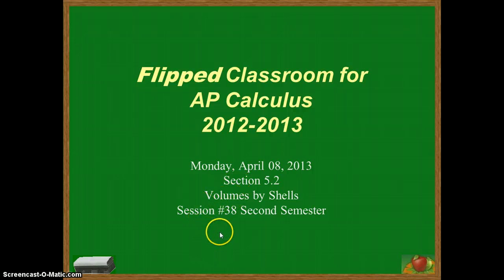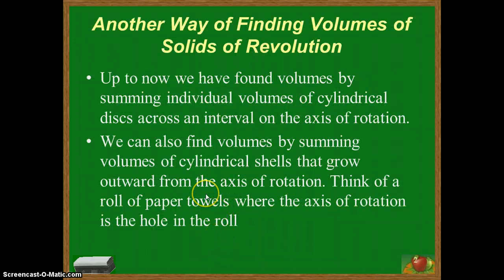This is Session 38. Up to now, we've found volumes by summing up the individual volumes of cylindrical disks across an interval on the axis of rotation. But we can also find volumes by summing volumes of cylindrical shells that grow outward from the axis of rotation. Think of a roll of paper towels where each wrap of the towels is a shell. If you add all those shells together, you would get the volume. So you can do this either horizontally or vertically.